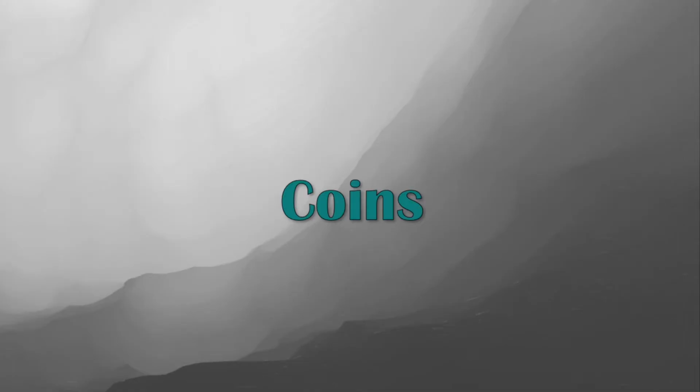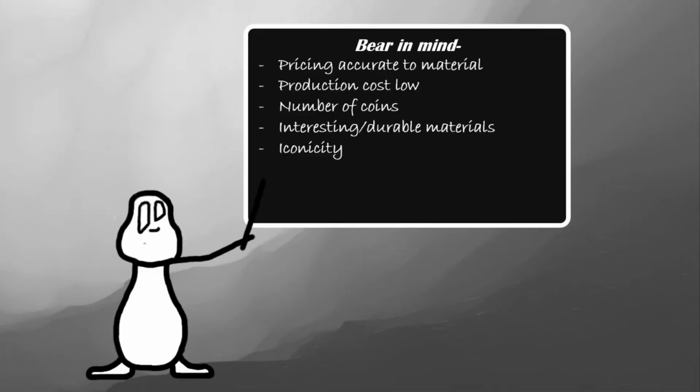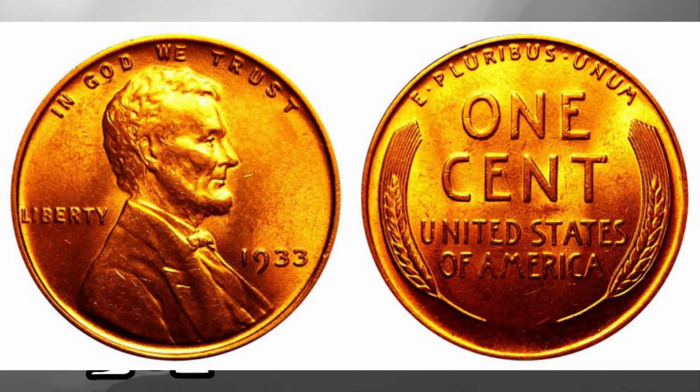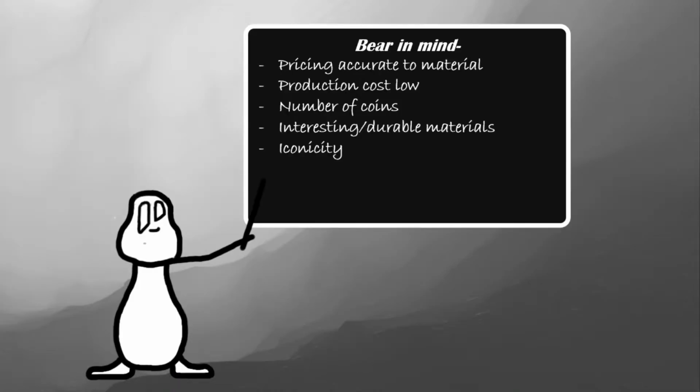So, when you're designing coins, there's a couple of things you need to think about. Bear in mind, the pricing needs to be accurate to the material. You don't want to be making golden pennies, because that's just not going to work. The gold is going to cost way too much, and you're only making something that's worth 1 pence.